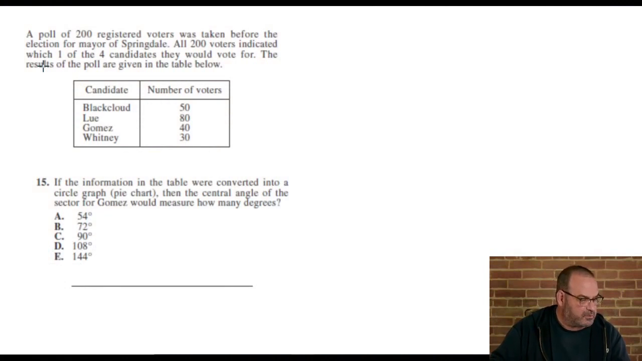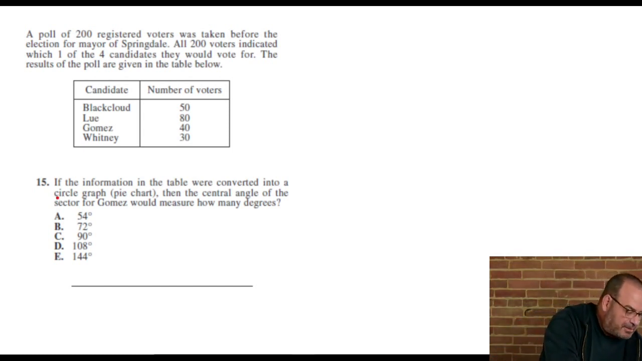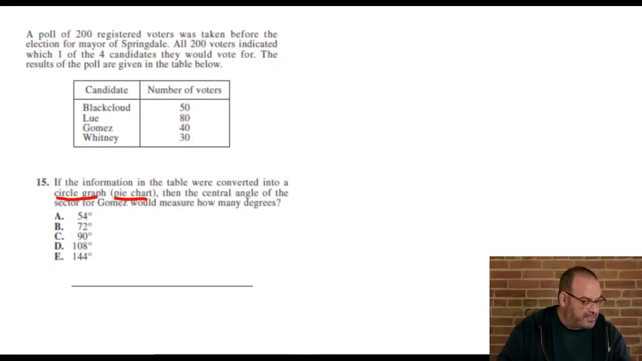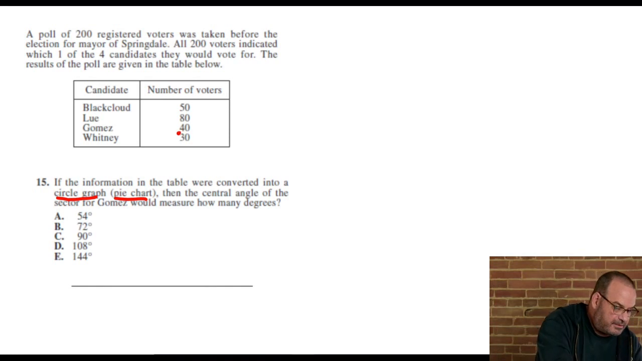All right, here we go. Ready? A poll of 200 registered voters was taken. All 200 votes are for one of 4 candidates shown below. If the information in the table was converted to a circle graph, pie chart. I love that they put circle graph and then pie chart in parentheses. The ACT loves circle graphs, otherwise known as pie charts. Then the central angle of the sector for Gomez would be what?